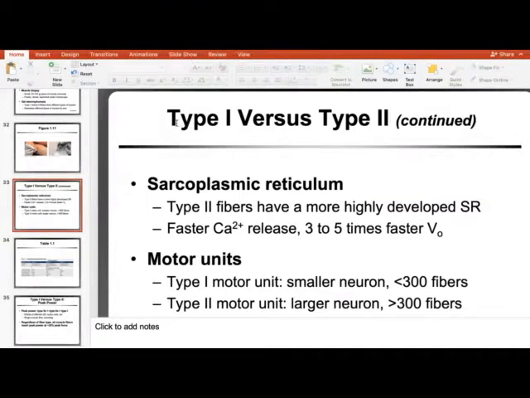Okay, so other differences between type 1 and type 2 muscle fiber types. Type 2 muscle fiber types have a higher developed sarcoplasmic reticulum, and that means that you're going to be able to store and release calcium faster, which affects the velocity of contraction. The velocity of contraction in a type 2 muscle fiber type is going to be 3 to 5 times faster, which means a greater power stroke, more contraction power. So type 2 muscle fiber types are more powerful than type 1 muscle fiber types.